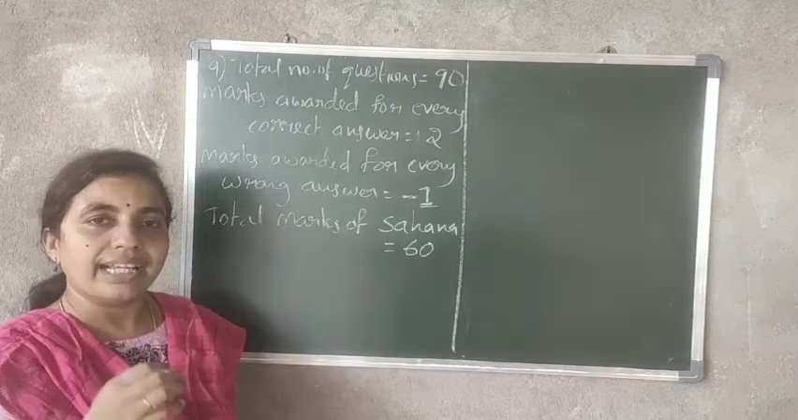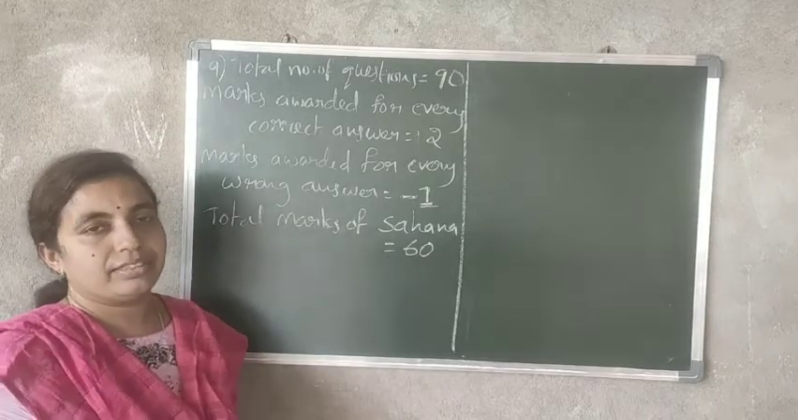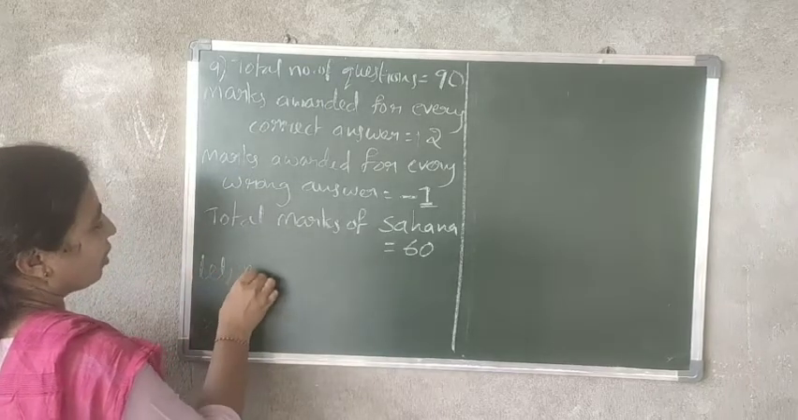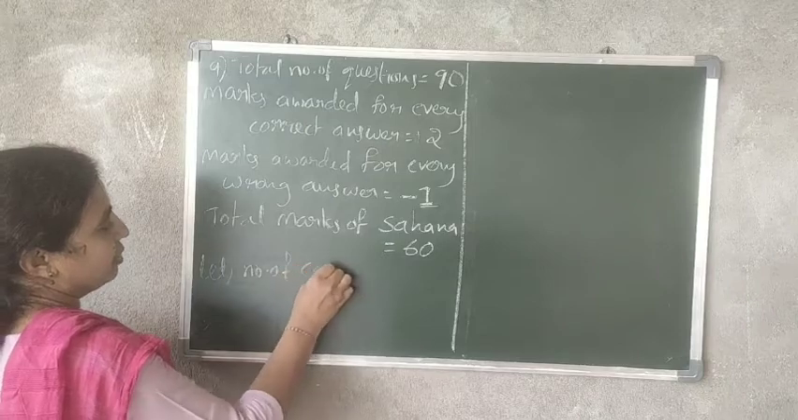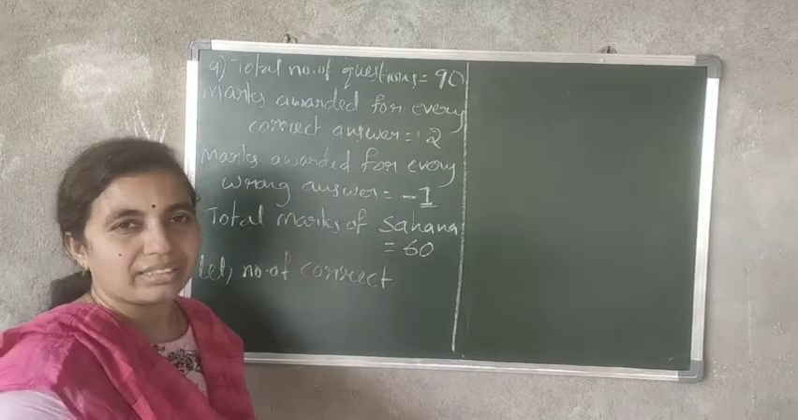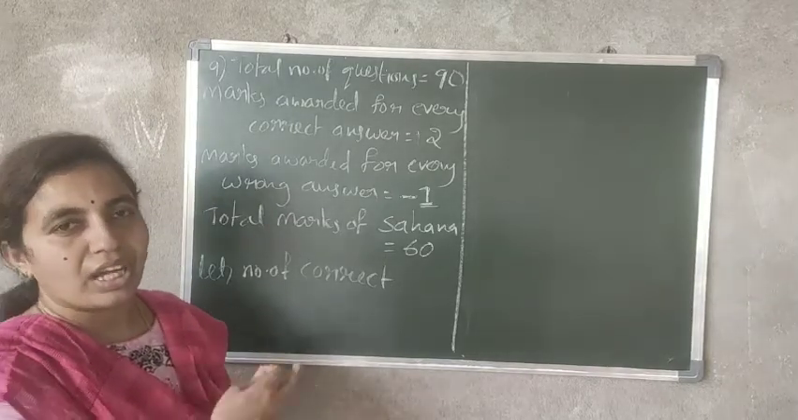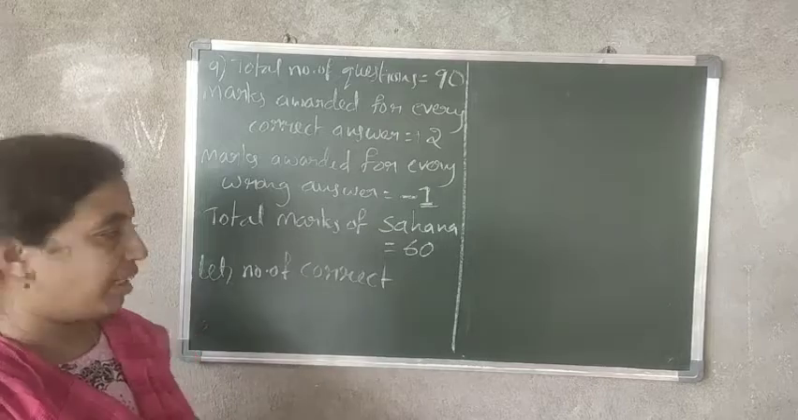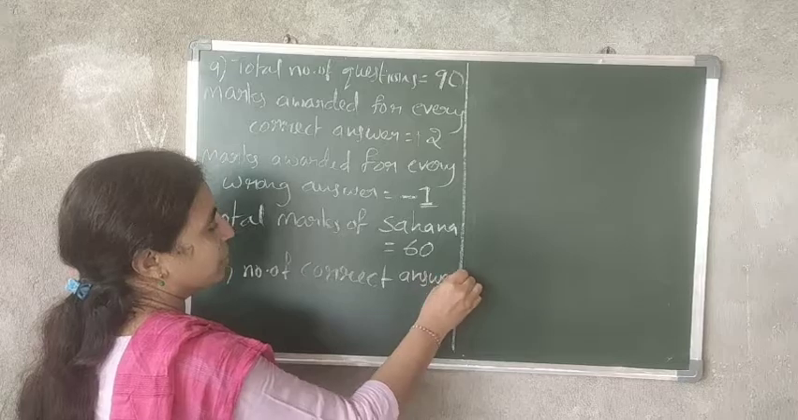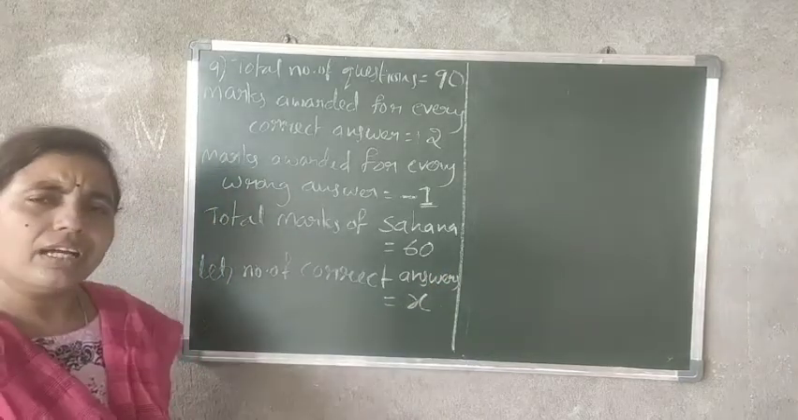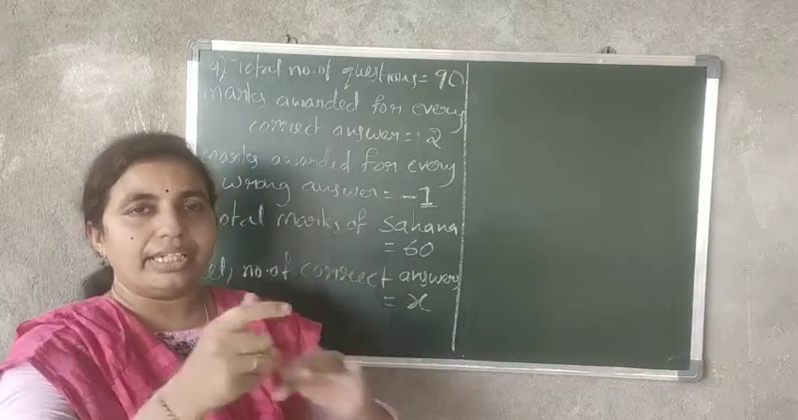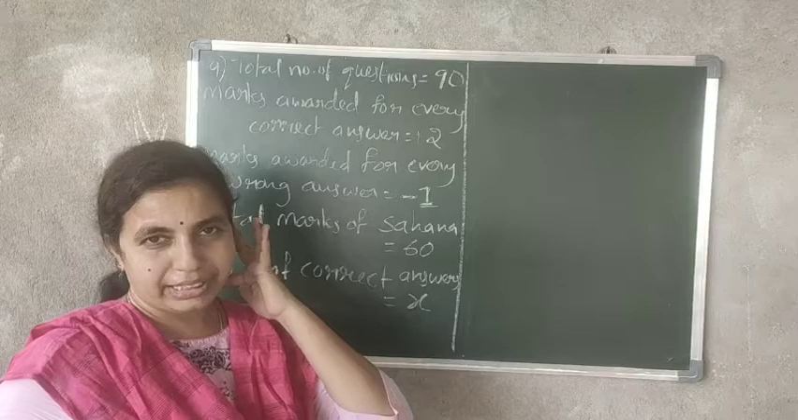So for that, what I'll do is I'll consider the number of correct answers as x. Let the number of correct answers be x. This is all about Sahana. I'm not going to write Sahana again and again. We are speaking about Sahana only. So this information is about Sahana itself. So the number of correct answers is equal to x.